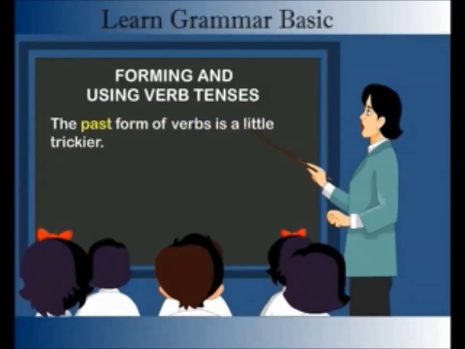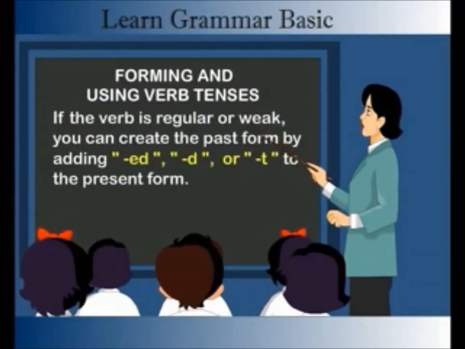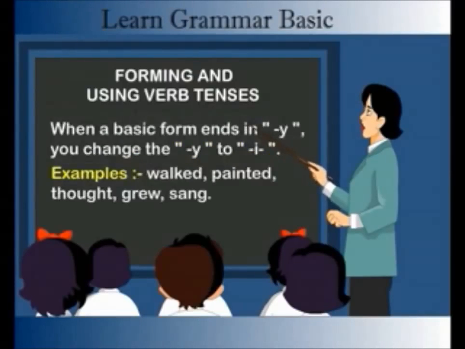The past form of verbs is a little trickier. If the verb is regular or weak, you can create the past form by adding ed, d or t to the present form. When a basic form ends in y, you change the y to i. Examples: walked, painted, thought, grew, sang.